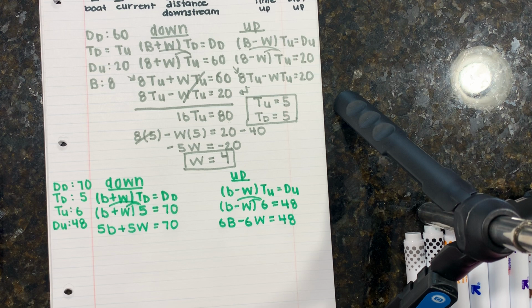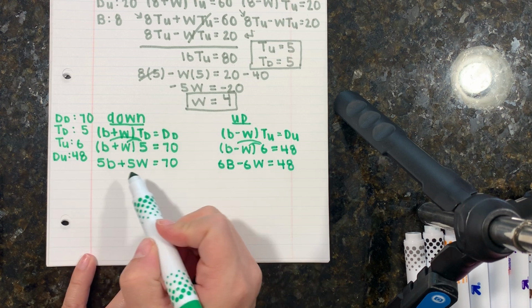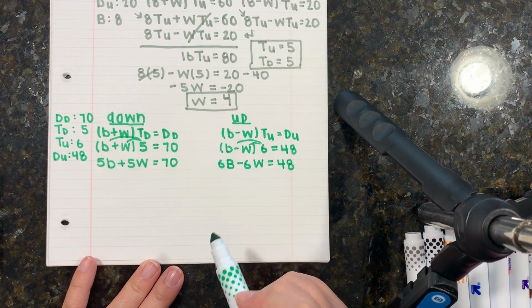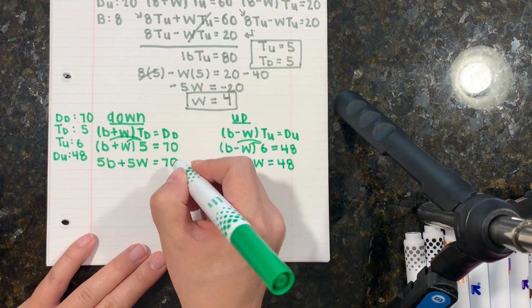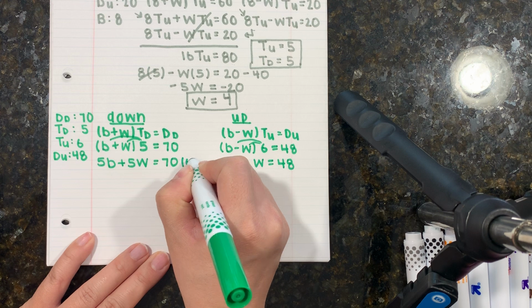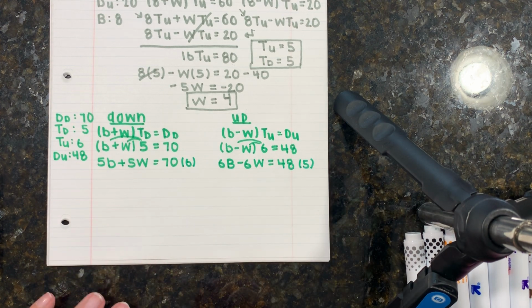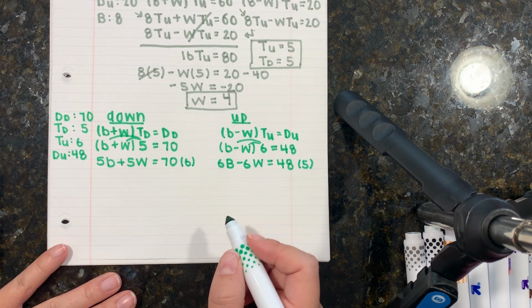Now what I actually want to do is elimination. I want to be able to eliminate one of the letters. Now if I look, this one has a positive 5 and this one has a negative 6 attached to the W. So I'm going to eliminate the W by multiplying this equation by 6 and this equation by 5. So we're doing elimination. You also could have solved by substitution, but you would have had to divide and then solve for one of the letters.